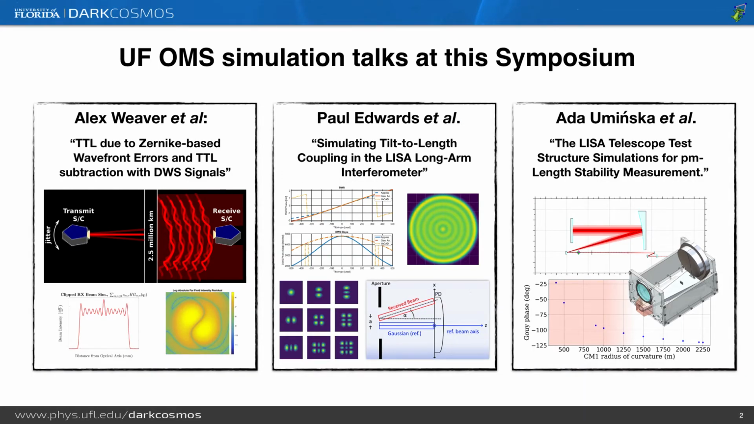First, though, I'd like to point you towards 3 other talks at this symposium from our group members, which cover specific areas of this simulation research. Alex Weaver is presenting work on tilt-to-length coupling due to Zernike-based wavefront errors, and tilt-to-length subtraction with differential wavefront sensing signals. Paul Edwards is presenting some of his related work towards a high-speed computation method for calculating tilt-to-length coupling in the LISA long-arm interferometer, and Ada Uminska is presenting an ongoing simulation study in support of the experimental campaign at UF towards testing the LISA telescope prototypes for length stability. You can find links to these talks in the Related Talks section of this talk.